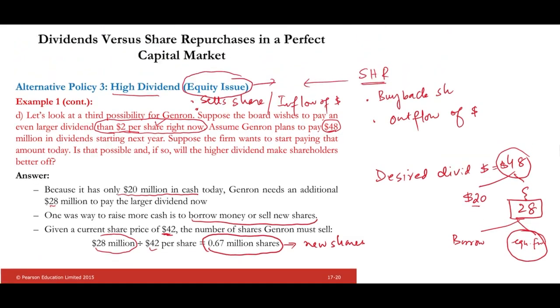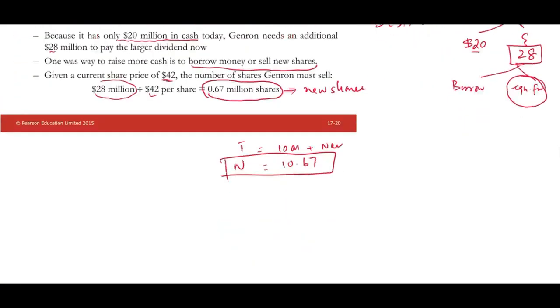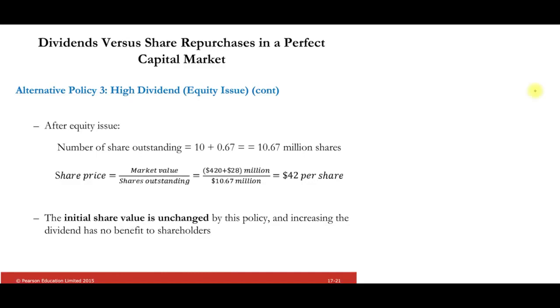As you can see, when we do share repurchase, shares decrease, but in equity issuance they increase, okay? And in that case, the company is getting how much extra? 28. So after equity issuance, what is the situation? The new number of shares is 10.67 million. So what is the market value now? Currently the market value of the company is 420, plus the company has just now issued shares and secured 28. Okay, so it would be 448 divided by the new number of shares, 10.667. So the answer would be $42 per share. So even if the company wants to pay a higher dividend, the value of the share has not changed.